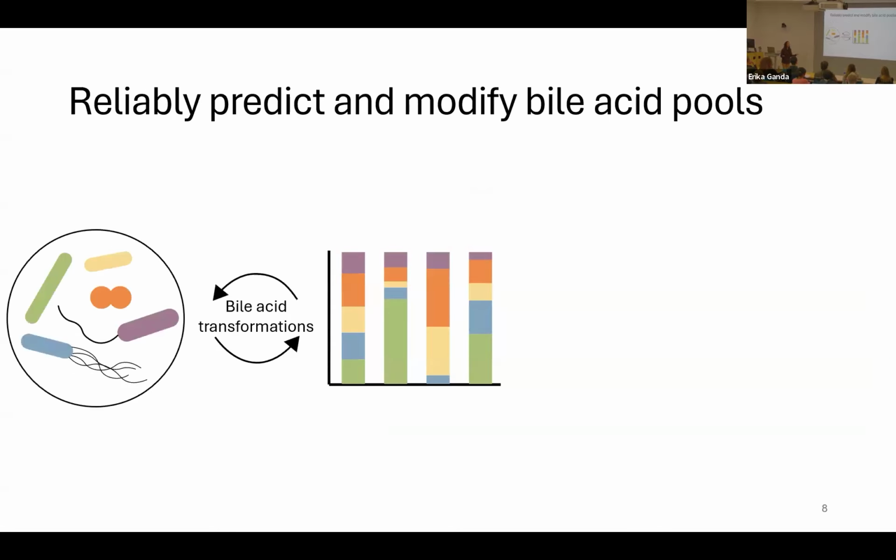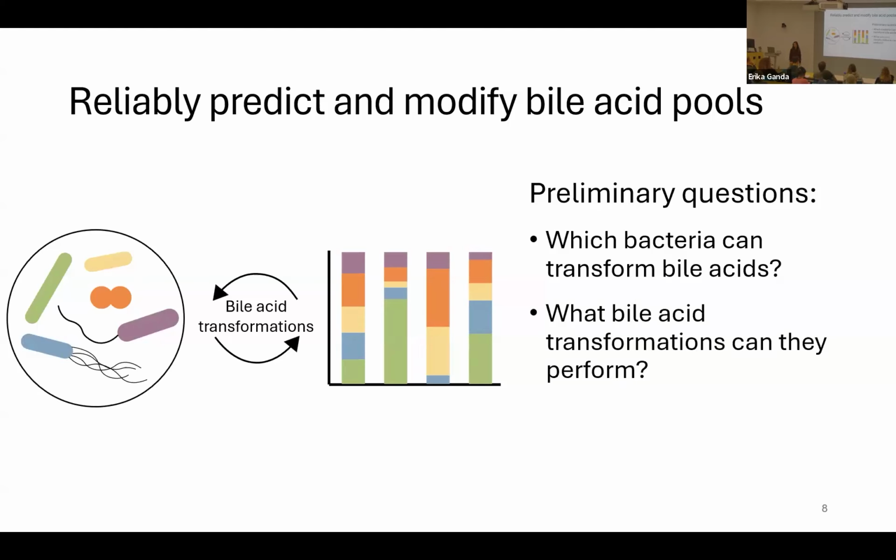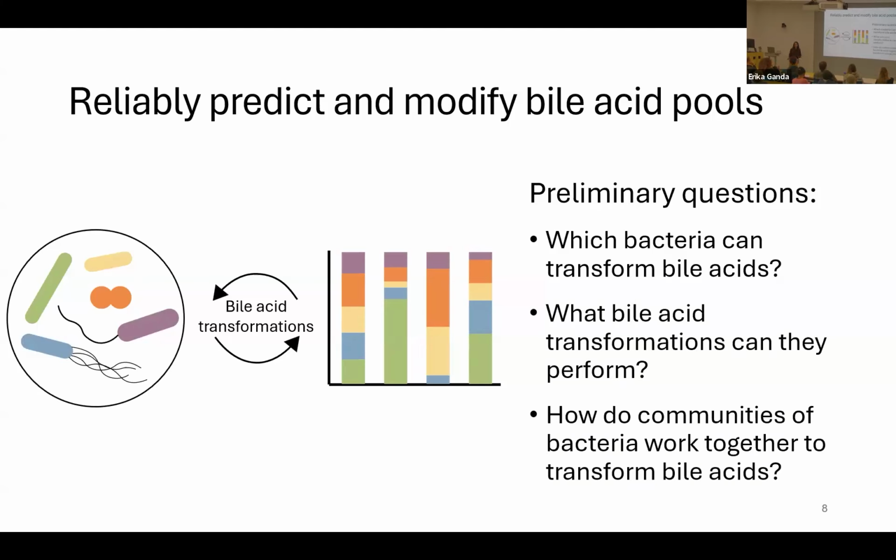But if we want to reliably predict and modify bile acids to benefit human health, I wanted to start by asking some very simple questions, right? Which bacteria can transform bile acids? What bile acid transformations can they perform? And how do communities of bacteria work together to transform these bile acids?